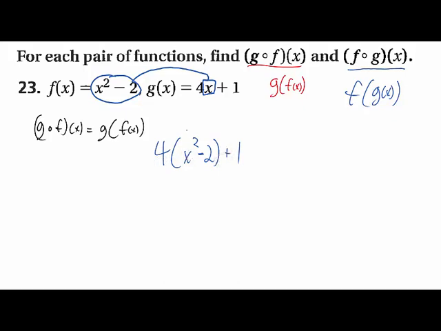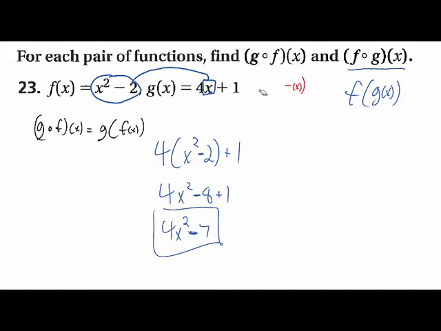If it makes sense to simplify, it's a good idea. It's just nice to do that. So this becomes 4x squared minus 8 plus 1. And when you distribute, it actually gets easier to read. So 4x squared minus 7 once you simplify everything out. And let me swap these colors here just so that they're color-coded.